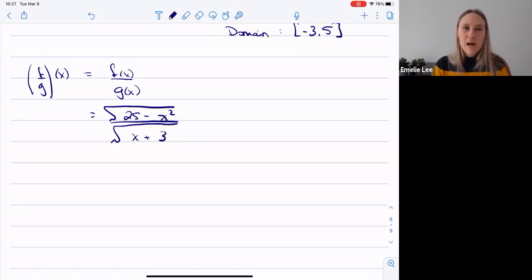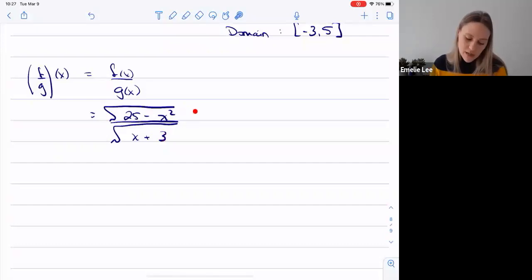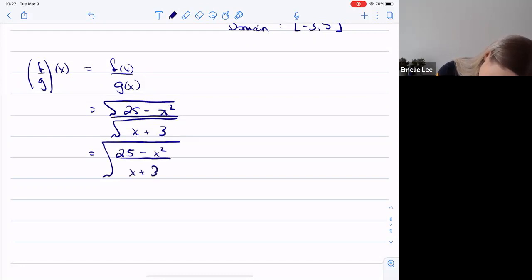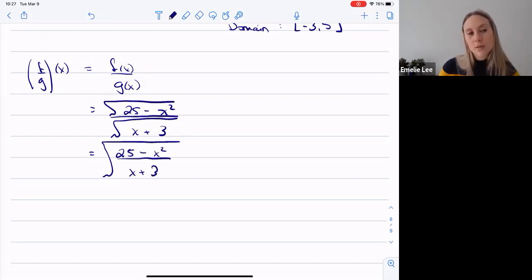Now, if I saw something that I could cancel here, I would, but I know 25 minus x squared becomes x plus 5 times x minus 5, neither of which will cancel with x plus 3. So the best I can do is just combine under one square root by exponent laws again. So this becomes 25 minus x squared over x plus 3, all under the square root.